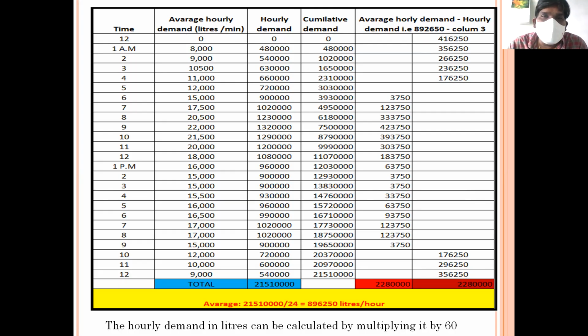Understand? Now after hourly demand there is a column whose values we are going to find out, that is the cumulative, starting from 4 lakhs 80,000. By the time we reach 2 o'clock, the total amount of water demanded is the sum of the water required at 2 o'clock and also the water required at 1 o'clock. Understand?